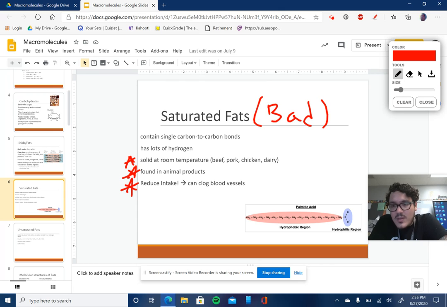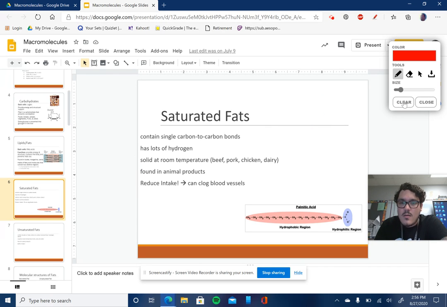Why this is a problem is that this can clog the blood vessels. It can form plaques, and those plaques can obviously harm you. It raises blood pressure, it makes the heart work harder, and it can lead to cardiovascular disease and heart disease in general.